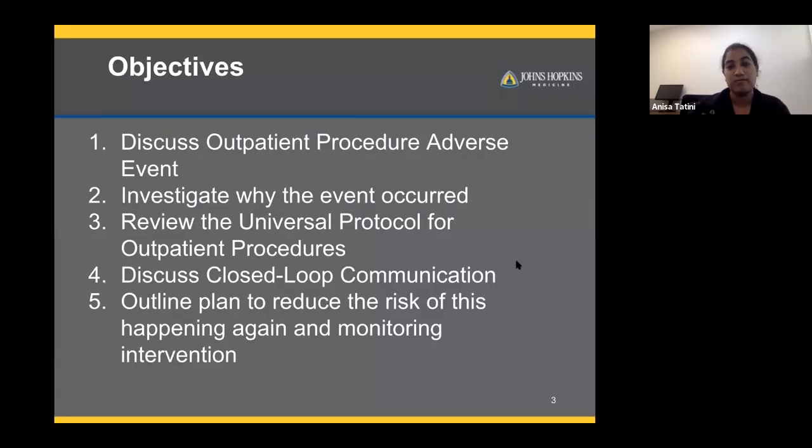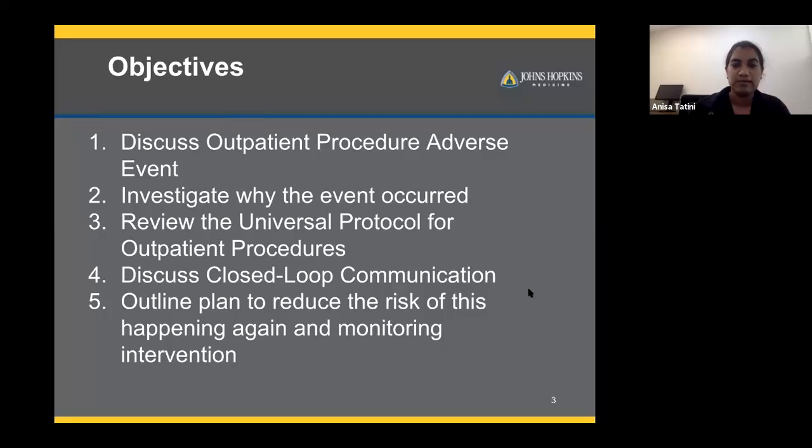So in terms of our objectives, we're going to discuss the outpatient procedure adverse event that occurred. We're going to investigate why the event occurred. And then we're going to review the universal protocol for outpatient procedures, and this is regarding timeouts. We're also going to discuss the importance of closed loop communication in the healthcare setting. And lastly, we're going to outline a plan to reduce the risk of the adverse event happening again. And we're going to talk about how we're going to monitor that our intervention is working.